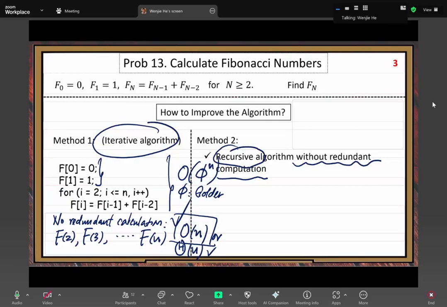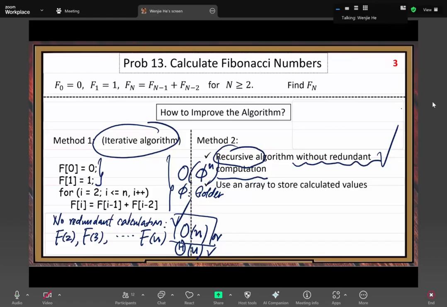But we do make a modification. We apply the recursion carefully. When we apply the recursion, we eliminate the redundant computation. That's the idea. The question is, how do you avoid it? How do you eliminate all the redundant calculation? That's the valuable idea I want to introduce to you.